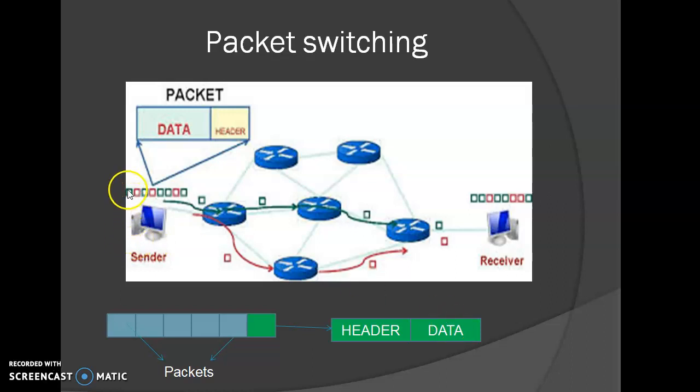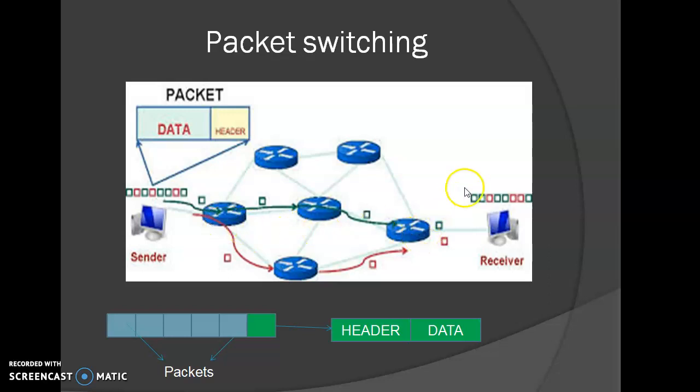Now once this message has been broken down into smaller packets, it is not necessary that all of them will travel through the same route. Here we have one packet that will travel through this route, the second packet might travel through another route, and the third packet might travel through some other route. Since there are endless ways of transmitting from sender to receiver, a packet might travel through a different path.